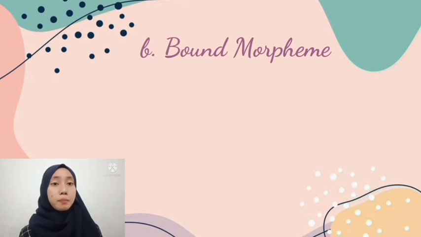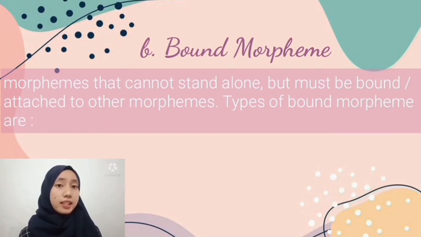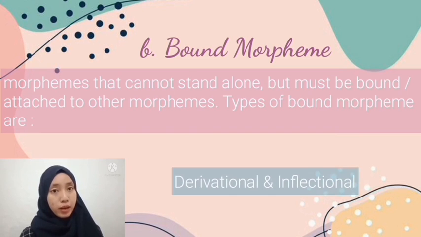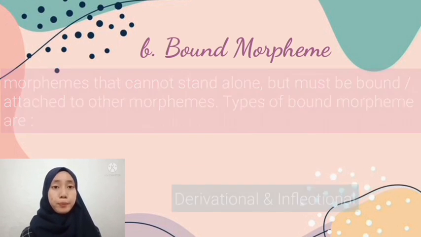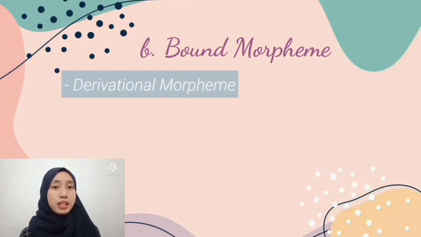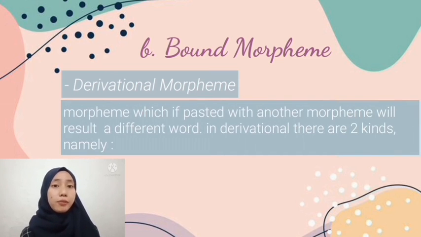The next is bound morpheme. A bound morpheme is a morpheme that cannot stand alone but must be bound or attached to other morphemes. The types of bound morpheme are derivational morpheme and inflectional morpheme. A derivational morpheme is a morpheme which, if combined with another morpheme, will result in a different word.